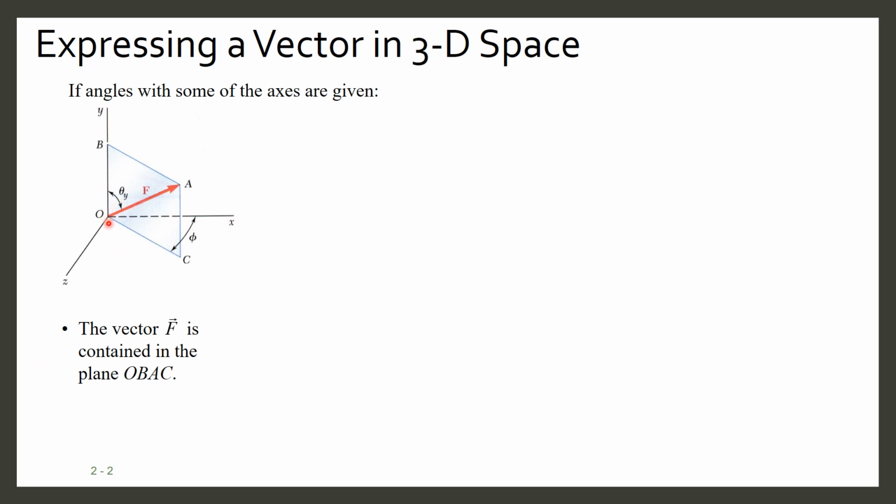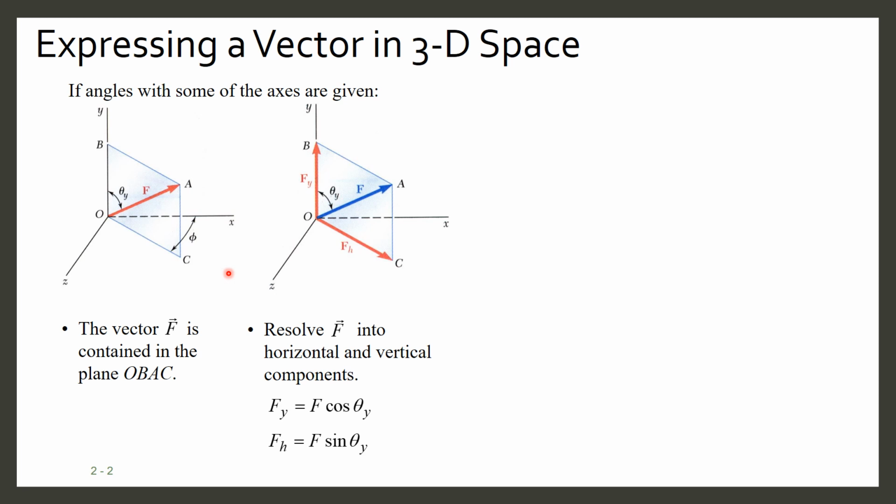Suppose this is your vector F, and these are the axes x, y and z. This vector is starting from the origin O, and it is inclined with angle theta y to the y axis. And this plane in which we have the vector, OBAC, is inclined with the x-axis by an angle phi.